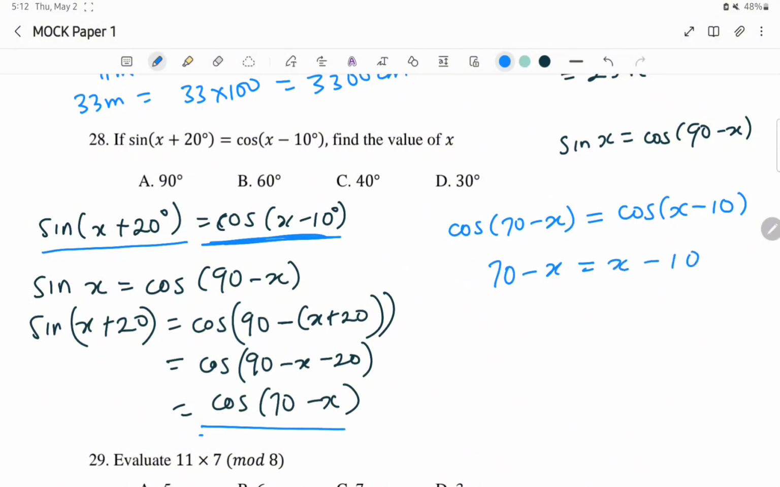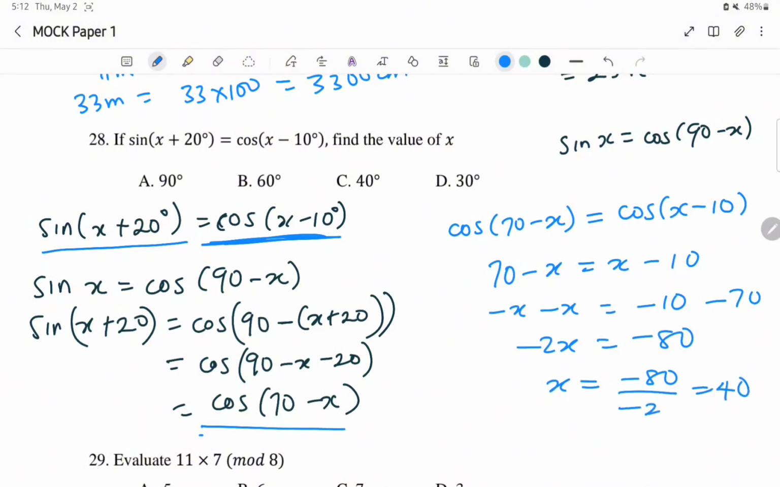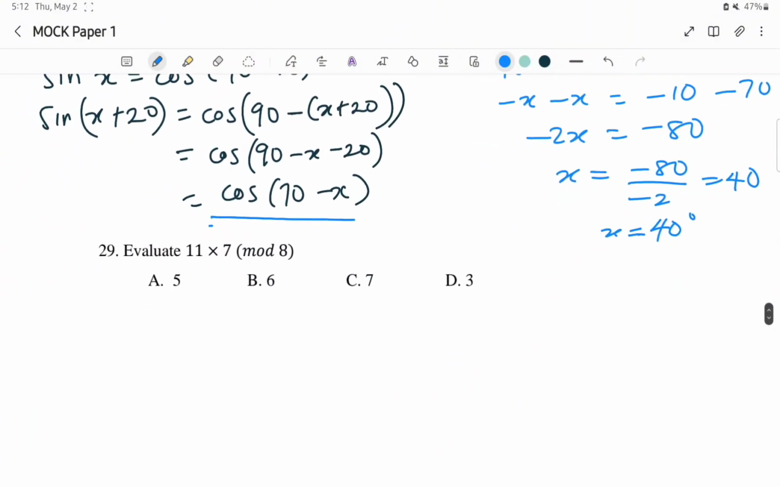So if you collect like terms, minus x minus x equals minus 10 minus 70. Minus 2x equals minus 80. That means x is going to be minus 80 divided by minus 2, which is 40. That means x is 40 degrees. Option C.